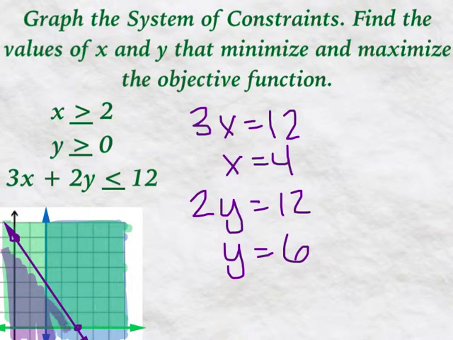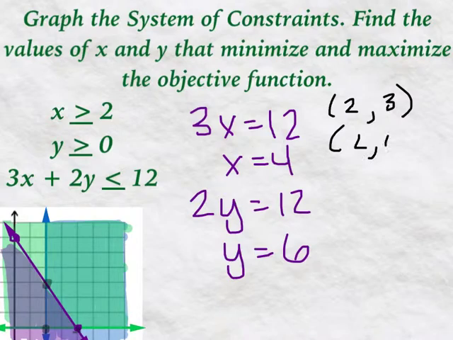And remember, the goal of looking for a minimum and maximum is to find the vertices of the shape that is created by all of the constraints. So if we are looking for the vertices, we see that we have one here at this point, one here at this point, and one here at this point. Let's go ahead and name those. It looks like the points (2, 3), (2, 0), and (4, 0).